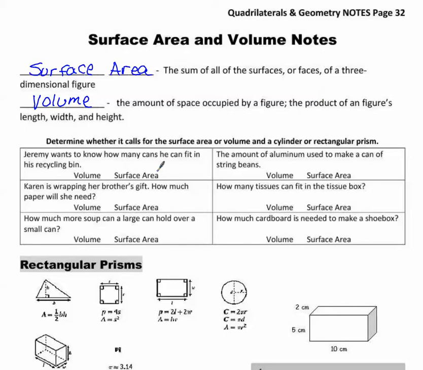So Jeremy wants to know how many cans could fit in his recycling bin. Because we're filling the inside of his recycling bin, that is volume. Karen is wrapping her brother's gift. How much paper will she need? Well, the paper will go on the very outside of the gift box, so that is surface area. How much more soup can a large can hold over a small can? Well, the soup is going inside of the can, so that's volume.